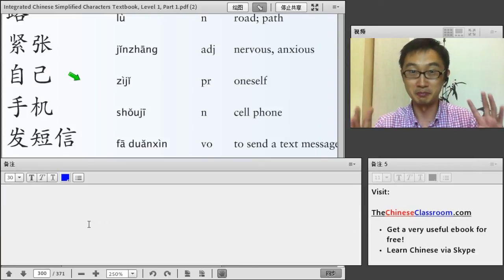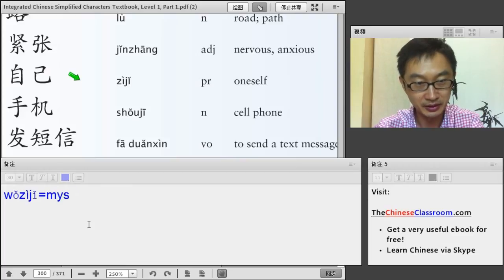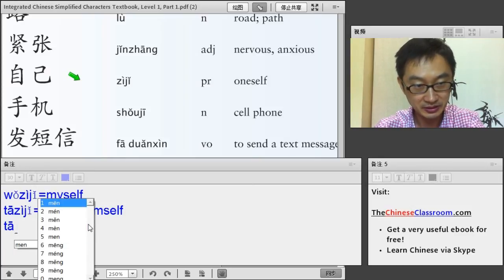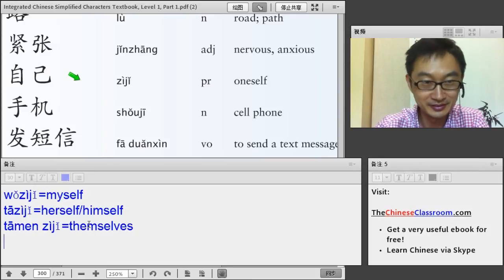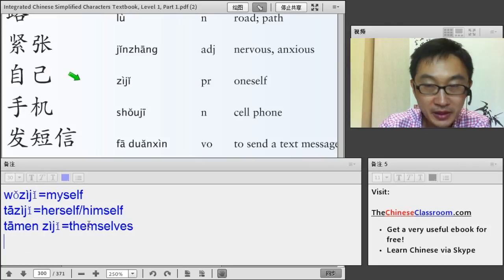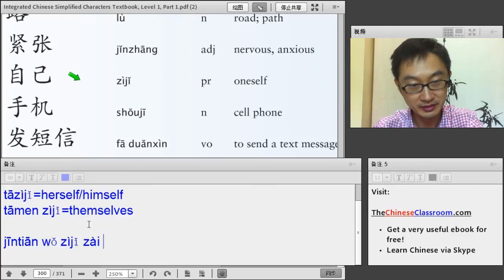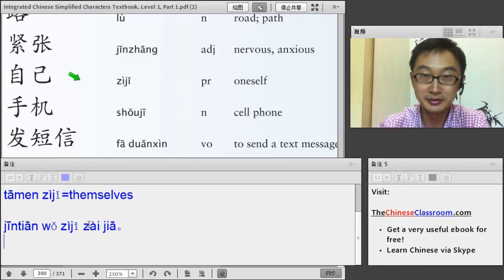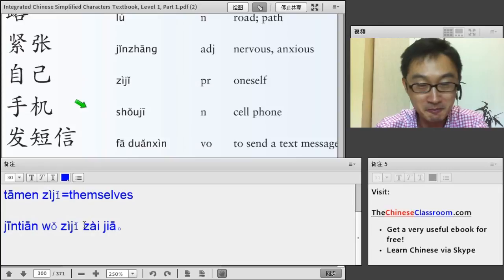Then, 自己 means oneself. It depends which word it combines with. 我自己, of course, means myself. And 他自己, of course, 他 could be he or she, we don't know. So could be herself or himself. How about 他们自己? Means themselves, right? 好的. I'll give you an example sentence. 今天我自己在家, literally today myself at home, means I stay at home by myself.